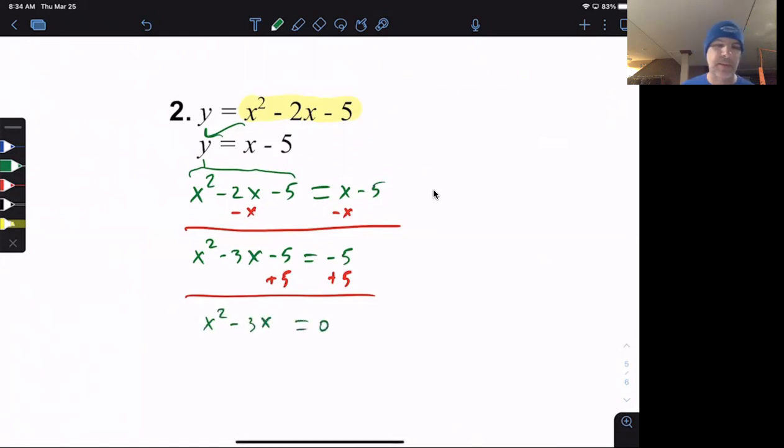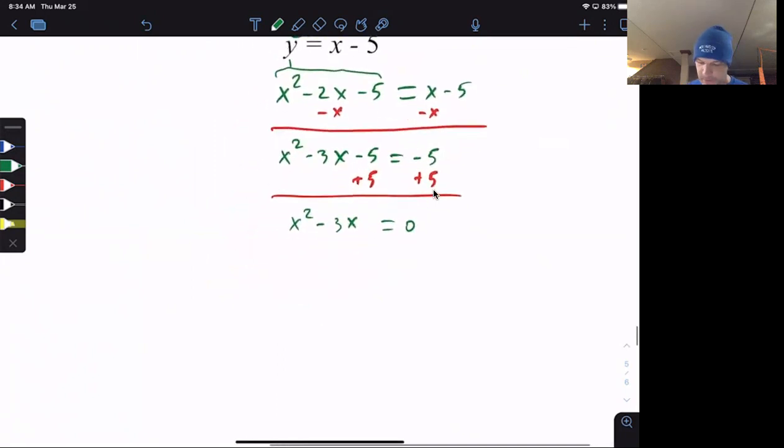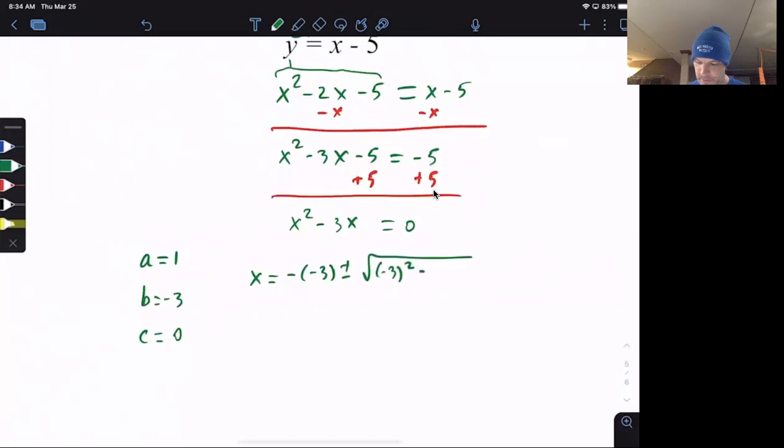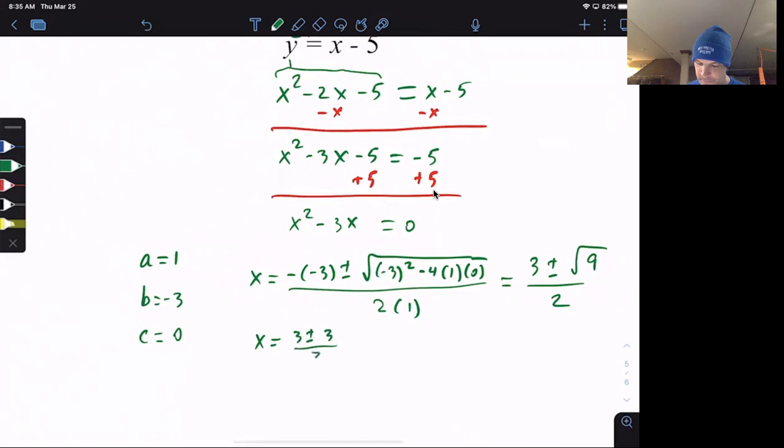Okay, this one would be really, really simple to factor, but I told you that I would do the quadratic formula, so I will. You got a equals 1, b equals negative 3. What does c equal? C is 0, right? Because we don't have a constant. So you get x equals negative b plus or minus the square root of b squared minus 4ac all over 2a. That's going to equal 3 plus or minus the square root of 9 over 2. So x equals 3 plus or minus 3 over 2, right? 3 minus 3 is 0, and 0 divided by anything is 0. 3 plus 3 is 6, and 6 divided by 2 is 3.